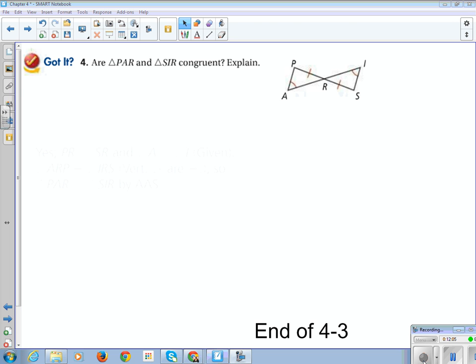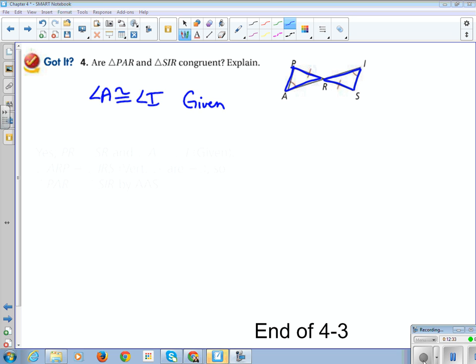All right, is triangle PAR congruent to SIR? And explain. So we are given that angle A is congruent to angle I. We are given that side PR is congruent to side RS. We can show which two angles are congruent.